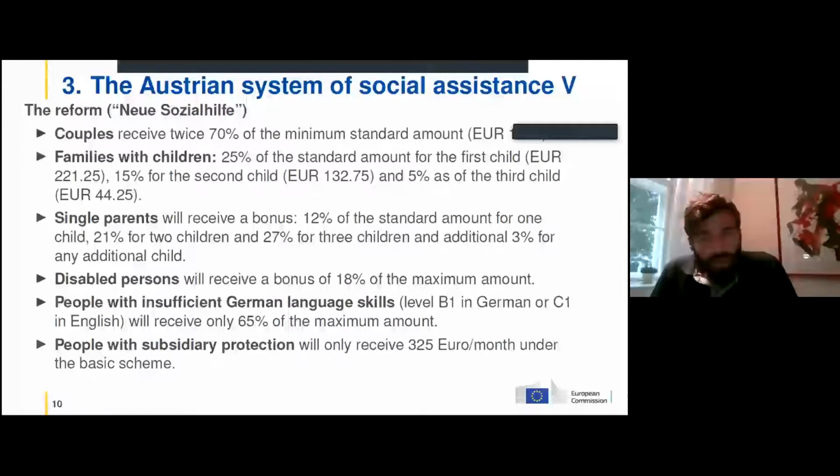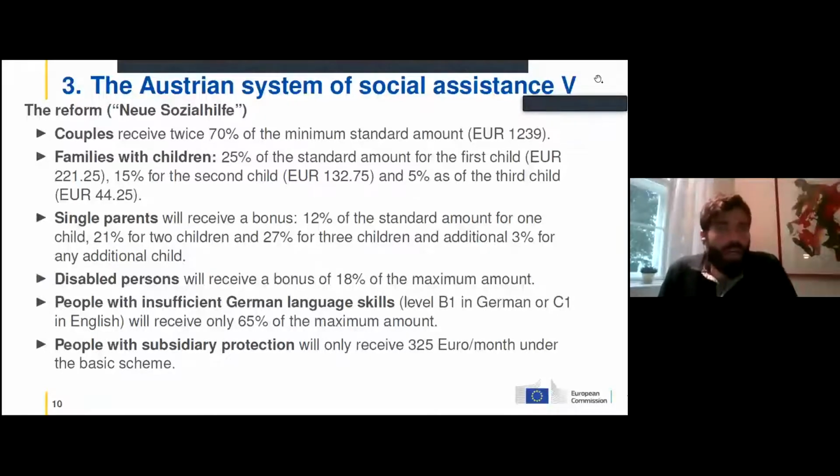Let me briefly introduce you to the reform that was implemented. The reform was called Neue Sozialhilfe, and there were many changes implemented. First of all, couples received slightly less than before. You can see here, couples now received only, if I remember correctly, 1,240 euros without children. Then families with children were those that were hit most. I will show you later in some simulations.